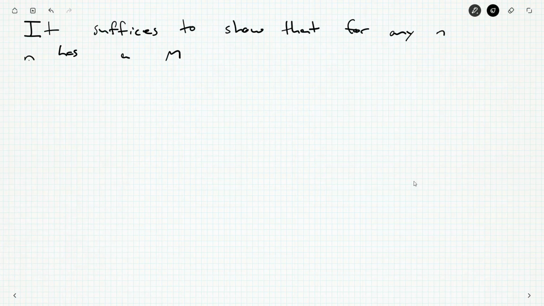So it is enough, or it suffices, to show that any n has a Murray-like number. I actually wonder how you would do this if you didn't have the definition of Murray-like numbers. So I'm glad I made that decision to define that at the start. For any n, has a Murray-like number, m.